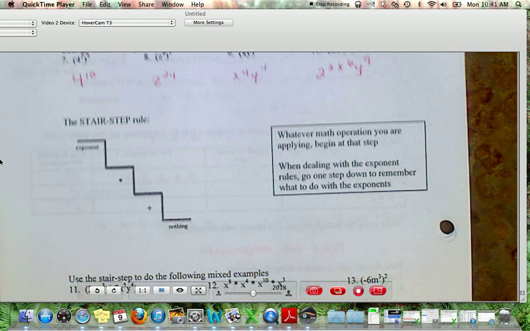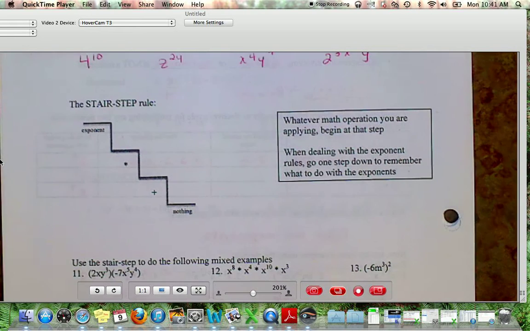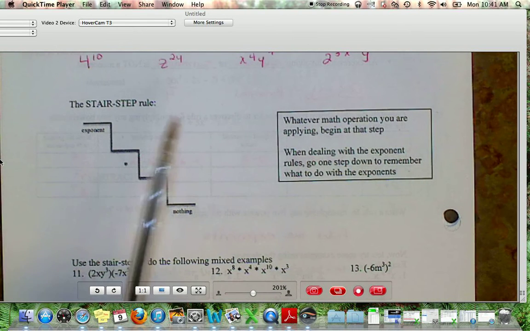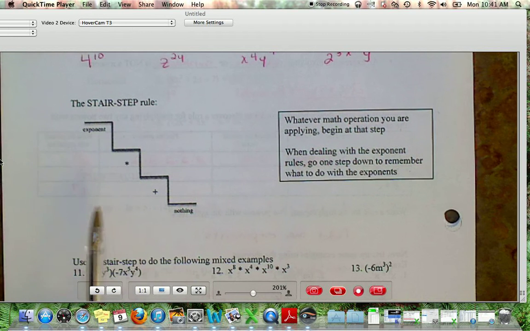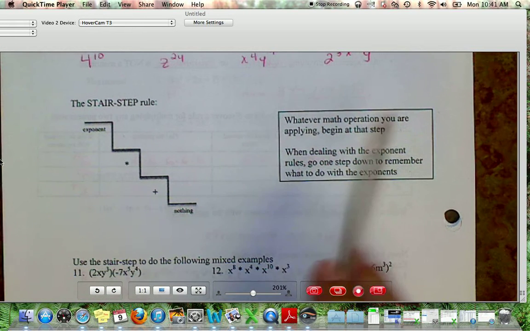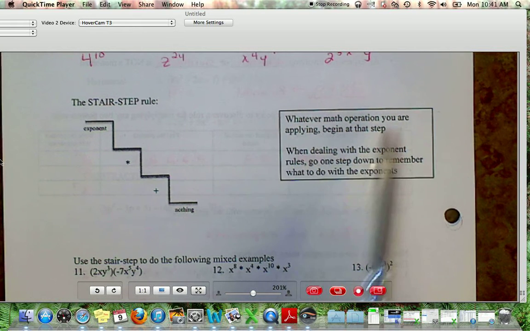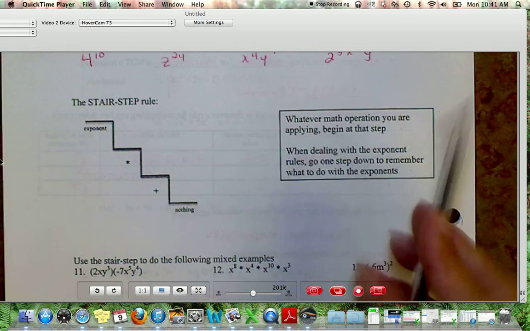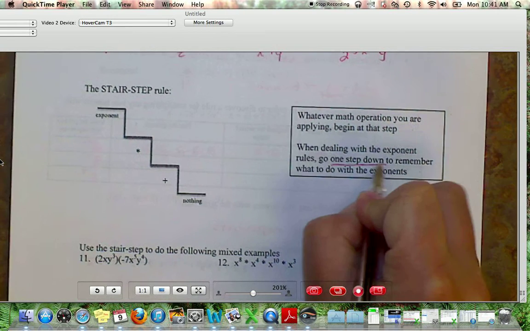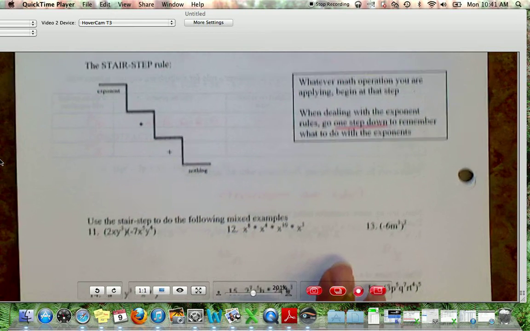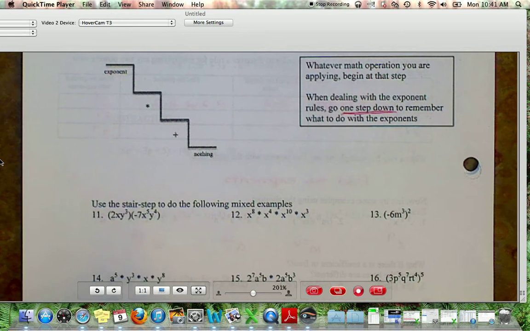So those are your exponent rules, and they all seem simple as you're doing them individually, but we start to get them confused when we do them all together. We mix them up. So we have a stair-step rule that can help you organize your thoughts. It says, whatever math operation you're applying, begin at that step. When dealing with the exponent rules, go one step down to remember what to do with the exponent. So let me show you how to use this while we work through some of these examples.